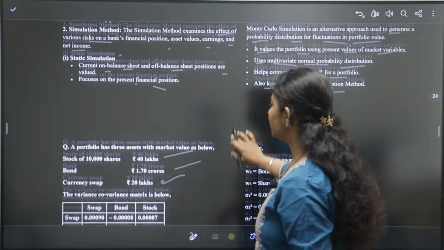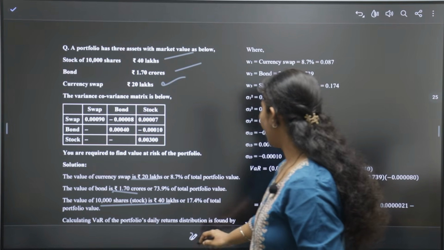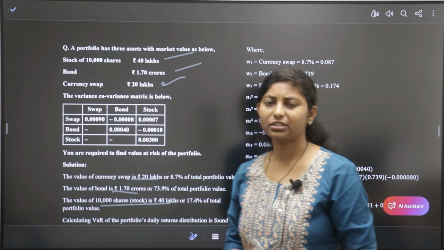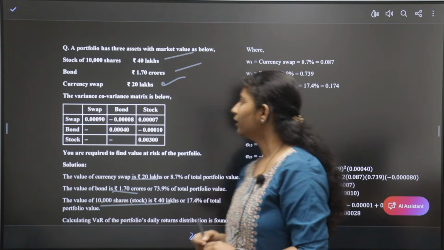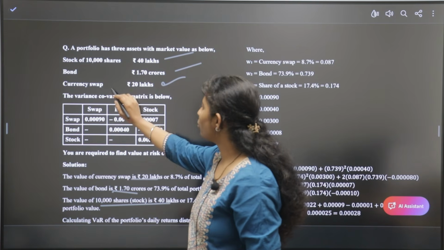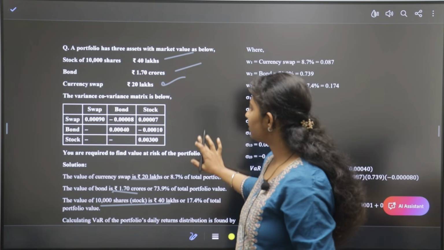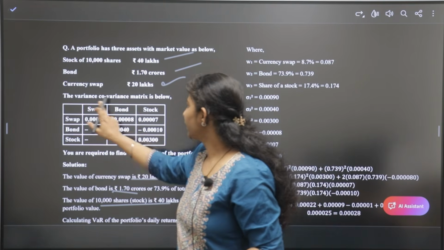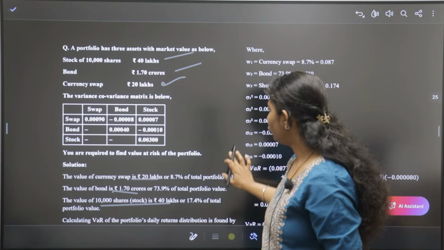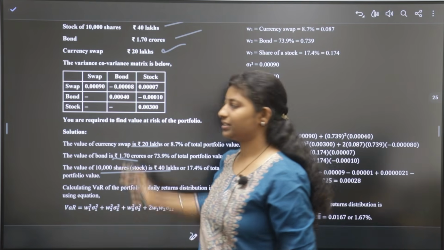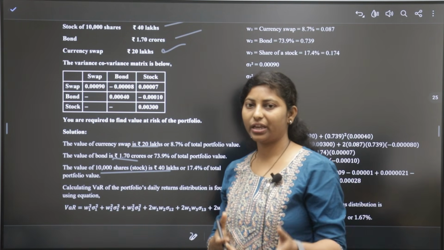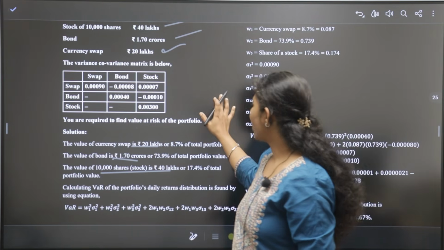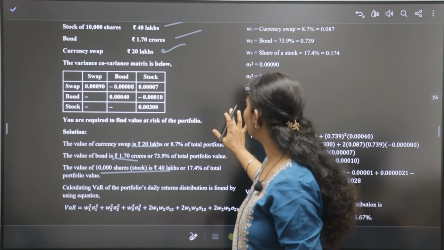Next question we discuss: a portfolio has 3 assets with market value. So this is a problematic question, but simple. If you remember the formula, that is enough. Here we have stock, we have bond, we have currency swap, and they gave the variance and covariance matrix below. We discussed variance and covariance just now, so this is the matrix they gave in the question.